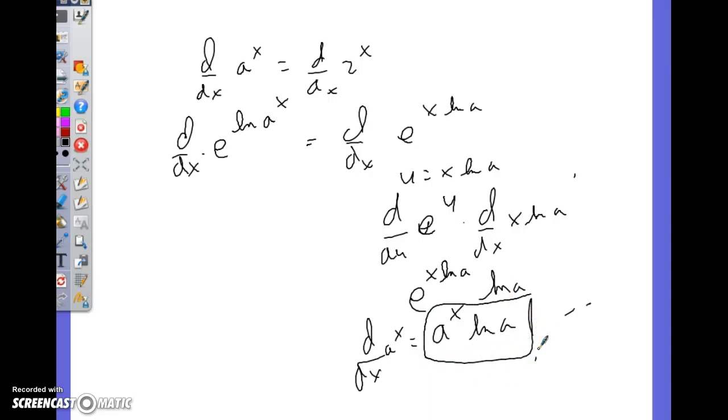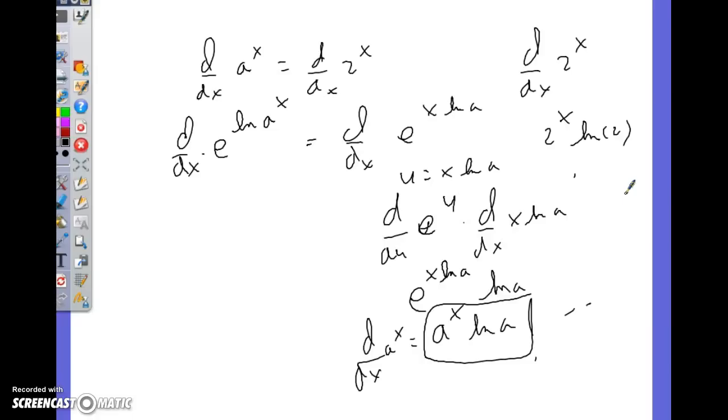So the derivative with respect to x of 2 to the x, which is the one I started with, I'll do this as my example, would be equal to 2 to the x ln of 2. Done. Now, do I expect you to do this every single time? No, I expect you to memorize this one. You have to.